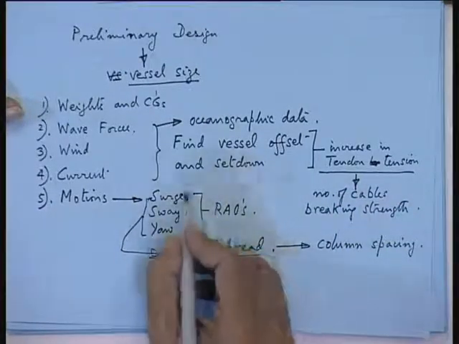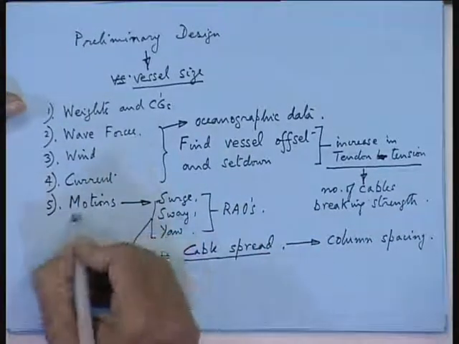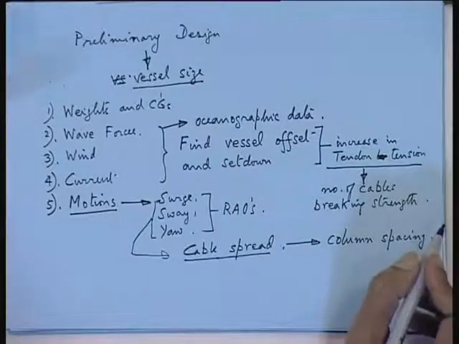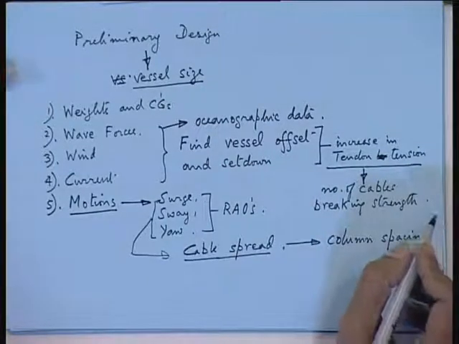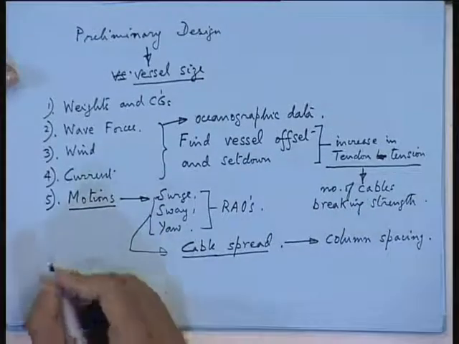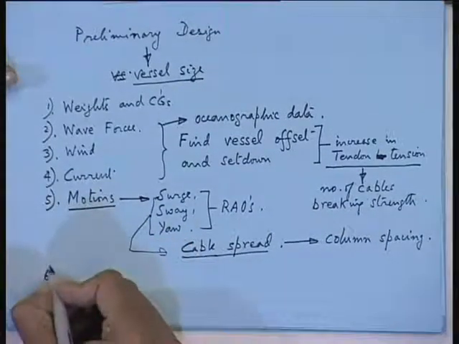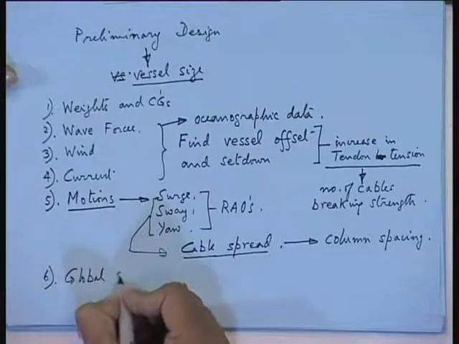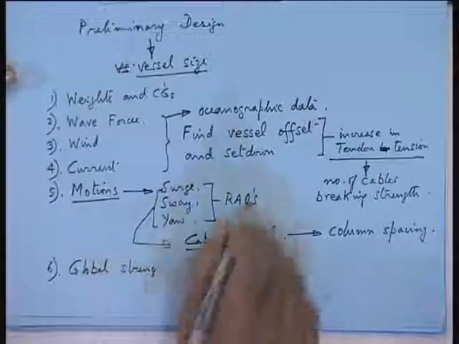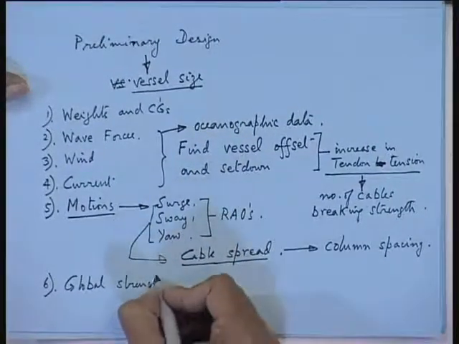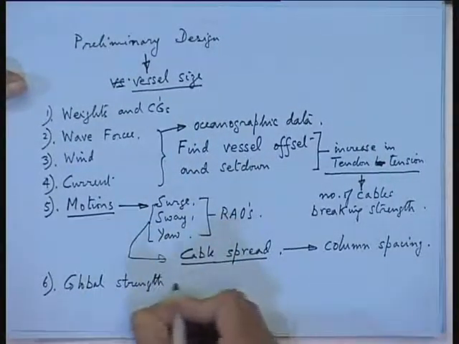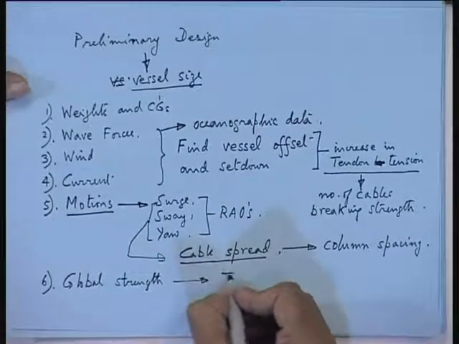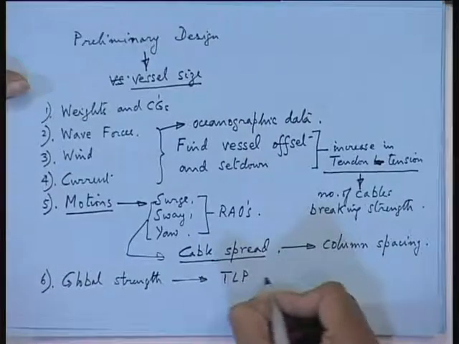Remember, your TLP is basically centered around these motion characteristics. The buoyancy and stability is not that important, but these motions have to be minimized. And the last one is global strength. Here the strength is not like your ship strength. Here you have to find out from the TLP riding a crest or trough.